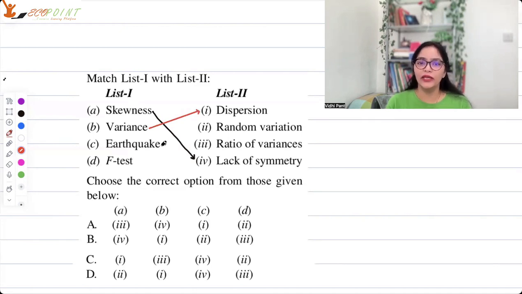Earthquake. So earthquake comes in different frequencies. That means there is random variation. Nothing is fixed in there. So earthquake would stand for random variation, and F-test, we all should know, is the test that is to be used for ratio of variances. It's also called the variance ratio test. So now coming to the options, A is mapped to 4, B is mapped to 1, C is.